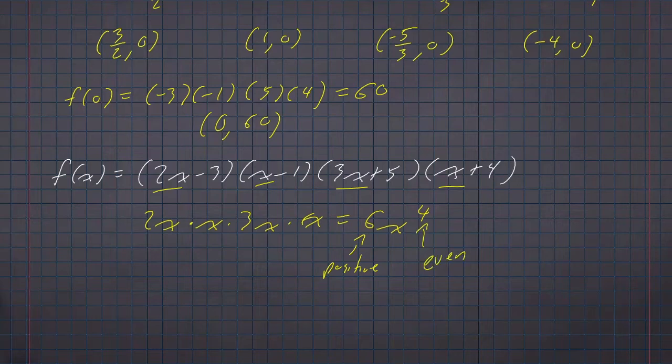The lead coefficient is positive. The degree is even. Positive means it's going to go upward to the right. Even means it's going to mirror that and go upward to the left. Fill in the points in question, and we have ourselves the graph of a polynomial.